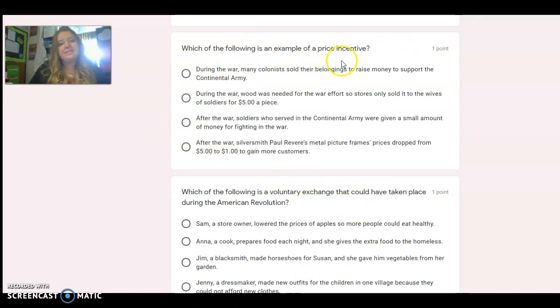Which of the following is an example of a price incentive? A. During the war, many colonists sold their belongings to raise money to support the Continental Army. B. During the war, wood was needed for the war effort, so stores only sold it to the wives of soldiers for $5 apiece. C. After the war, soldiers who served in the Continental Army were given a small amount of money for fighting in the war. Or D. After the war, silversmith Paul Revere's metal picture frames' prices dropped from $5 to $1 to gain more customers.